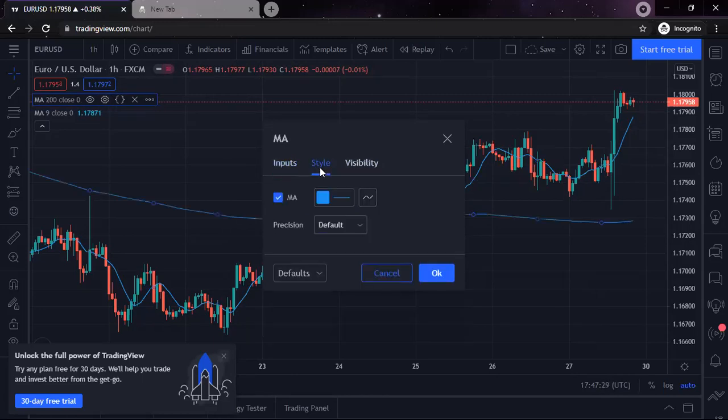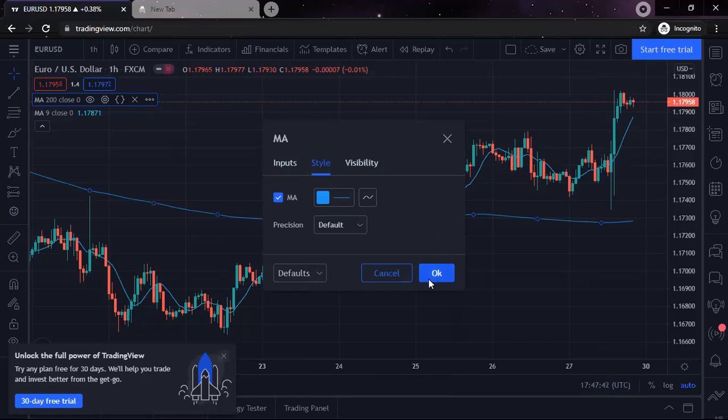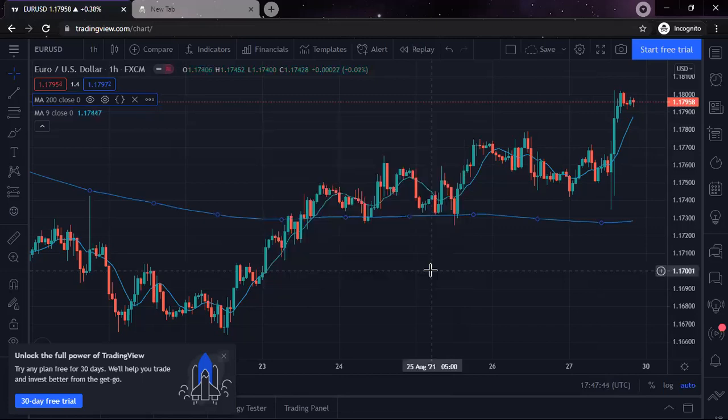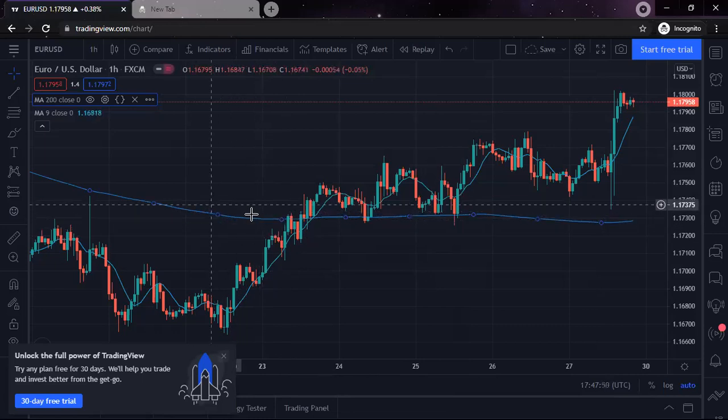You can go to style to change the appearance. Over here, the style, you click on this. You can see over here, you can change to any color of your choice, but let's leave it to this particular color. We'll click on OK to save. As you can see, this is our 200 moving average. You can see it right here, 200 moving average.